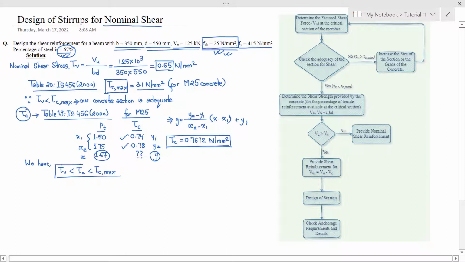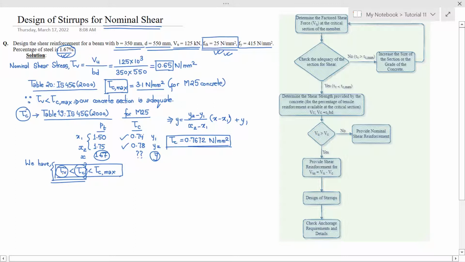So this is our relation here. Now why we are taking the title of this class as nominal shear is that it is due to this first main part here. Tau v is less than tau c. That means the shear strength that is provided by the concrete is actually greater than the shear stress that is coming onto our structure here.